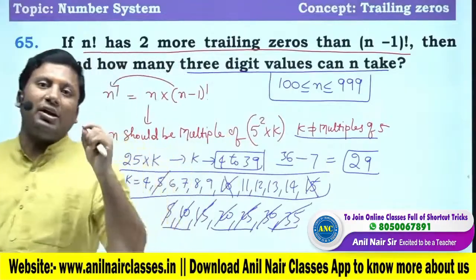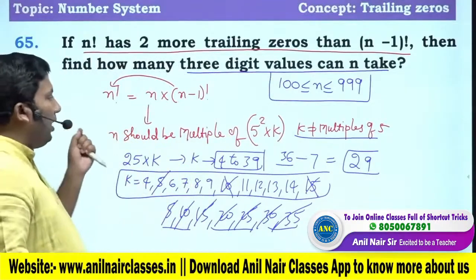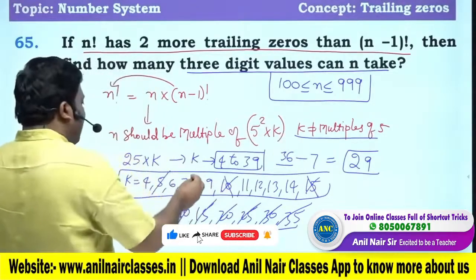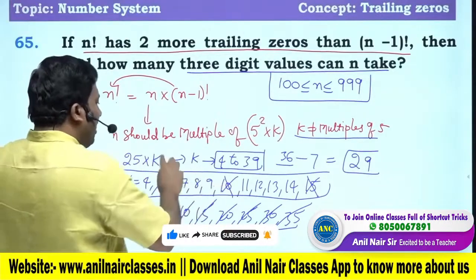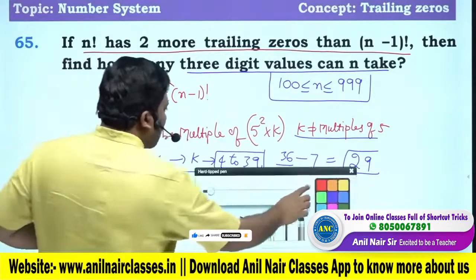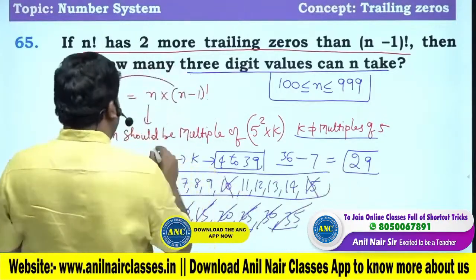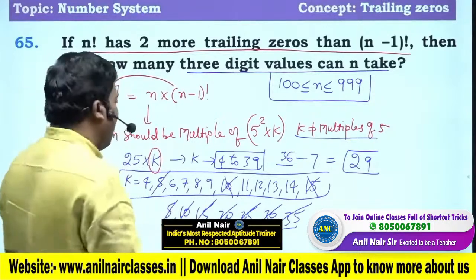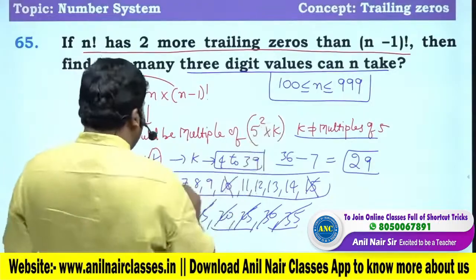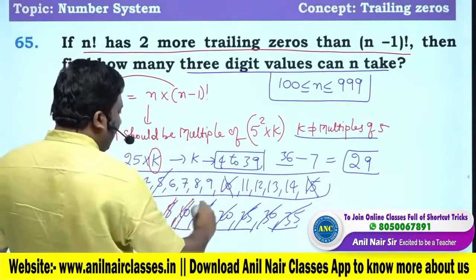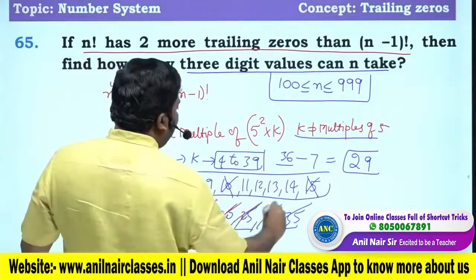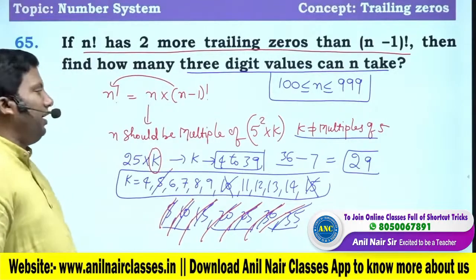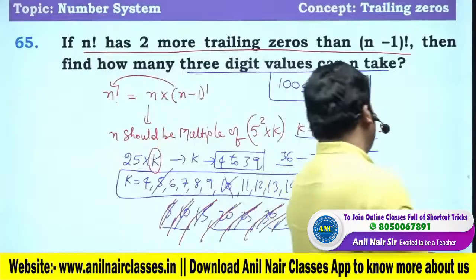N should be a multiple of 25. K cannot be a multiple of 5. K actual range is, if I exclude that condition, K can take from 4 to 39, because 25 into 40 will get 1000. From 4 to 39, K cannot take multiples of 5. 5 ones are, 5 twos are, 5 threes are, 5 fours are, 5 fives are, 5 sixes are, 5 sevens are. 7 cases are eliminated. 36 minus 7, it is 29.